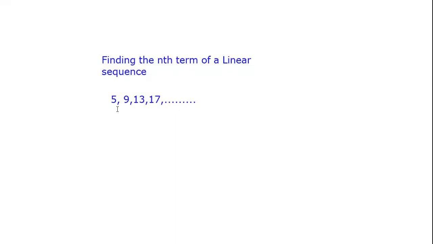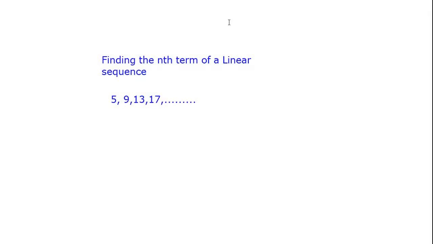A linear sequence such as this one here means that the numbers are going up or going down using a common difference, meaning going up using the same amount. So like here, from 5 to 9 means there's an increase of 4. From 9 to 13, there's an increase of 4. So basically, the common difference is a 4.